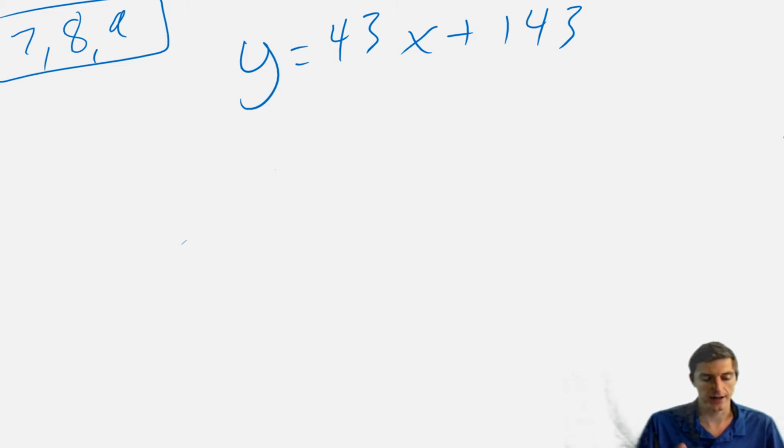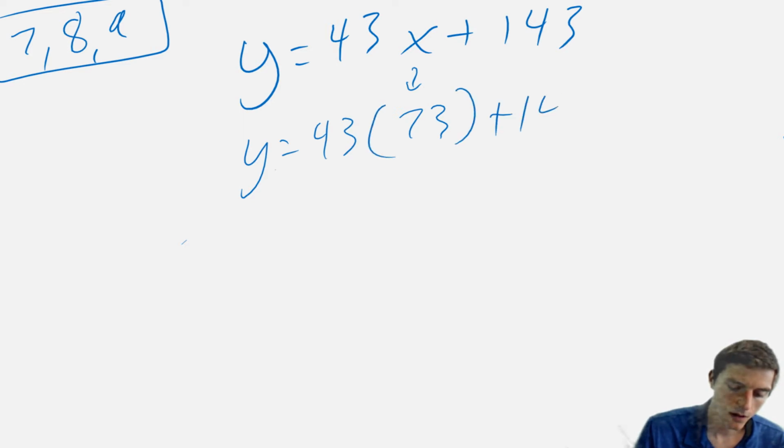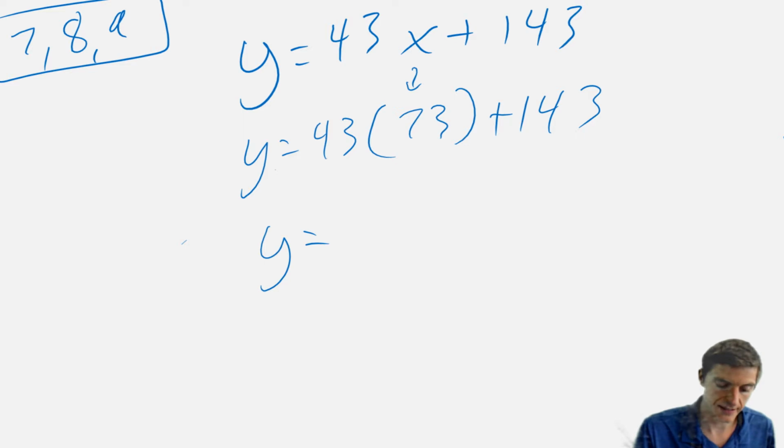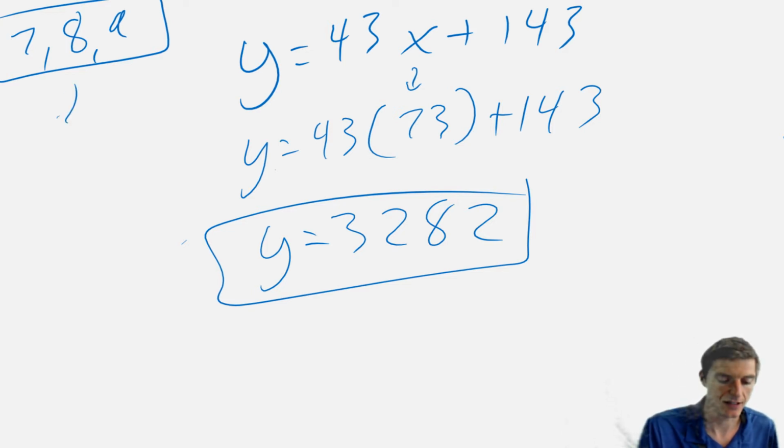Days are an X value. If you look at the table, days is in the X column. So for me on the 73rd day, I'm going to plug in 73 for x. And I'm going to solve this thing. So 43 times 73 plus 143. On day 73, we'd expect him to have that much money saved up. So that's how you do eight.